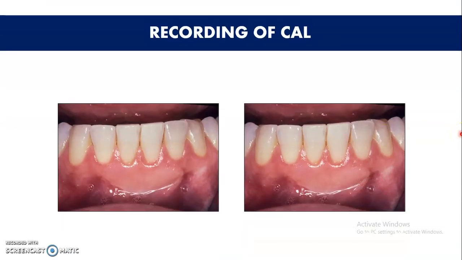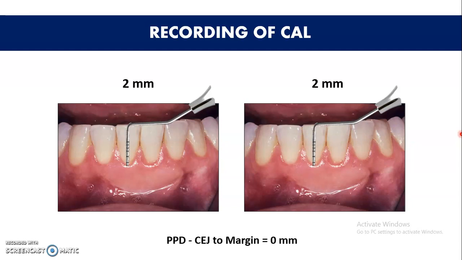Now, let's measure CAL in healthy gingiva where the attachment is at CEJ and margin is 1 mm coronal to CEJ. Here, PPD is 2 mm as the margin lies against the second marking. Since the attachment is at CEJ, the distance from margin to CEJ is also 2 mm. So, CAL is 2 mm minus 2 mm which is 0 mm. There is no attachment loss.